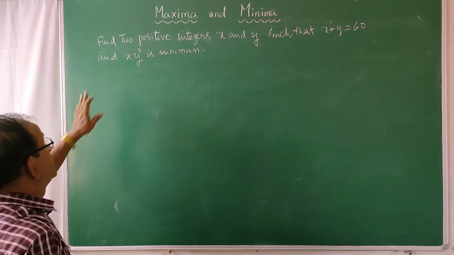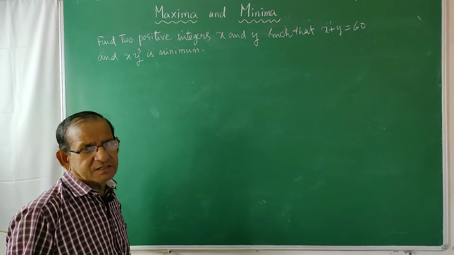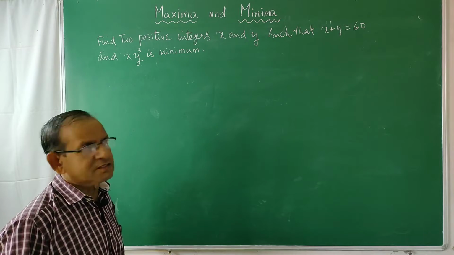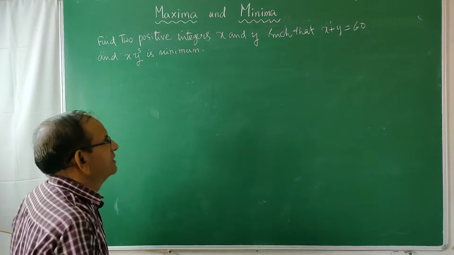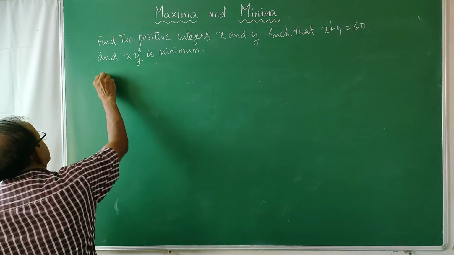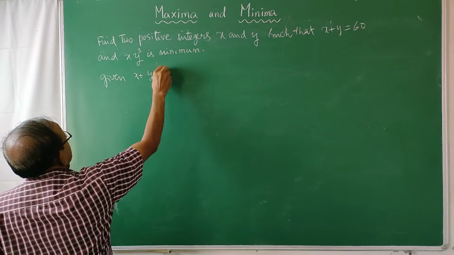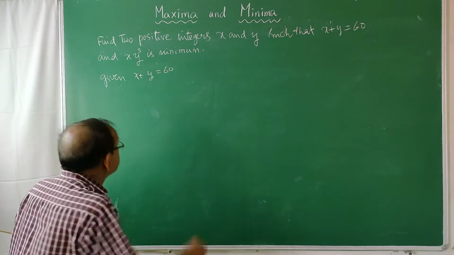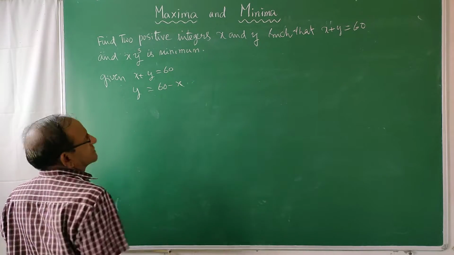Now see this question. Here x and y are two positive integers and it is given that x plus y is 60. We have to find x and y such that x into y cube is minimum. Since x plus y is equal to 60, I have to convert y into terms of x. So y is equal to 60 minus x.